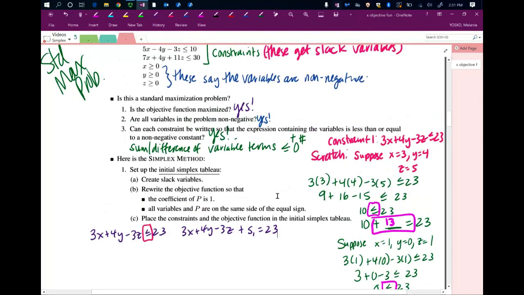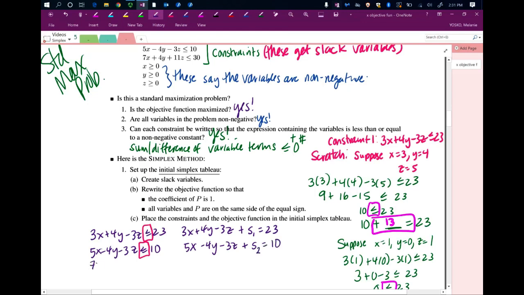Okay? Now let's look at the second constraint. 5x minus 4y minus 3z less than or equal to 10. Again, I'm going to replace this inequality with adding some number and an equal sign. So I'm going to get 5x minus 4y minus 3z plus a slack variable, but it doesn't have to be the same number as the first one. So I'm going to introduce a different slack variable, s2 equals 10.